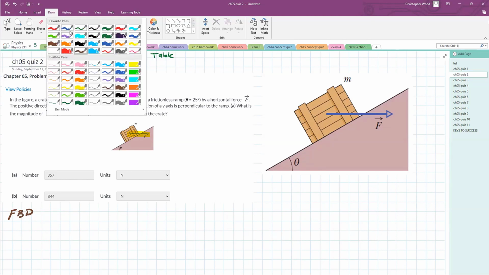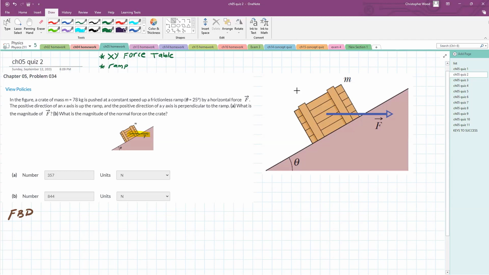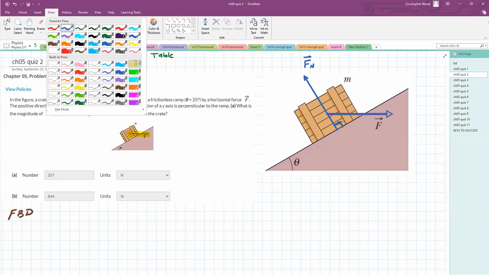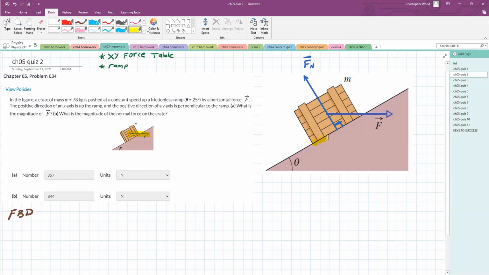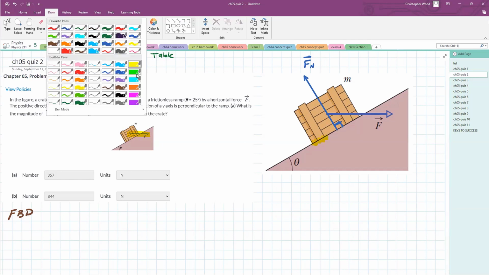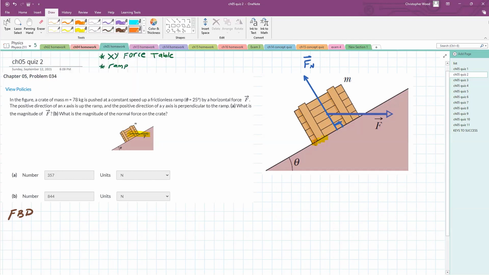I have the normal force. The normal force is going straight up. This is the normal force. Normal force means perpendicular to the mutual contact surface. So I'm going to indicate that this force is perpendicular. And I'm also going to indicate, in a different color, that this is the shared contact surface right there.